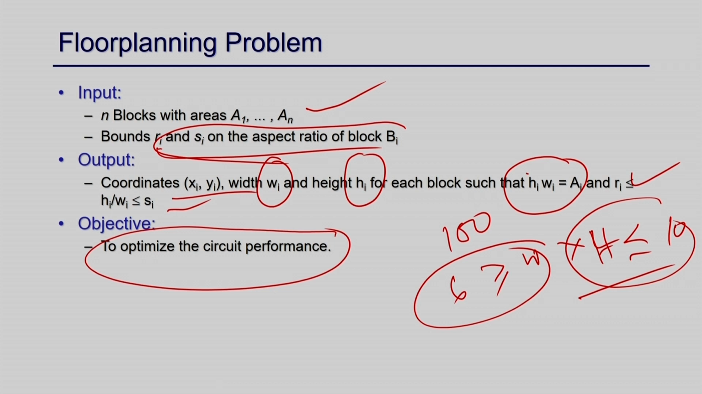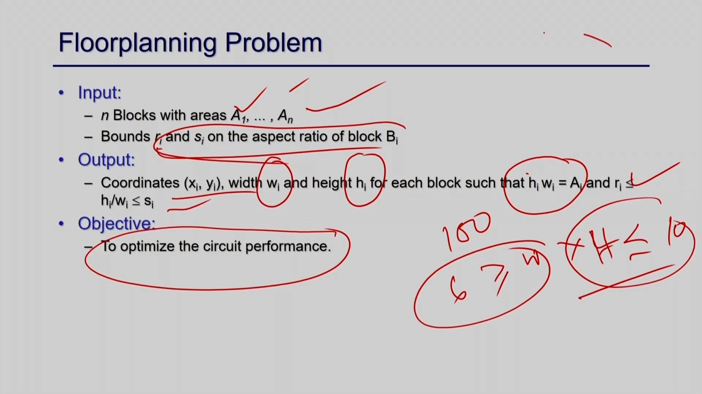You are given components where the area is given, and the aspect ratio of height and width is not fixed, but there might be some restrictions: your height and width should not go beyond this, or should not be at least this kind of thing. And you try to place all the blocks in a physical area.